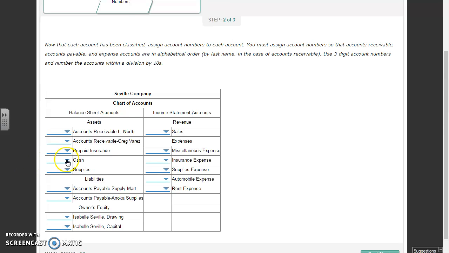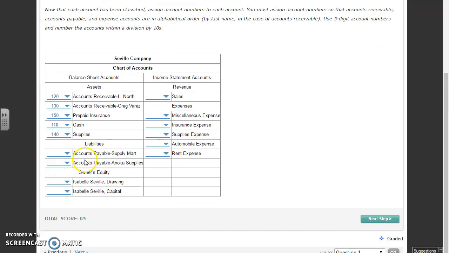So we talked about how our most liquid is cash. So we're going to give cash 110. We said that petty cash is our second most liquid, but we don't have petty cash as an option here. The next place we go to are our accounts receivable. Then accounts receivable, how we order those is alphabetically. So we have North, Verez, obviously North would come first. So we're going to do 120 for North, 130 for Verez. Then we talked about how supplies is our next option, 140, and last, prepaid insurance at 150. Again, we're counting by tens. We talked about in the notes why we count by tens. So if you need to refresh yourself on that, please look back to the notes.